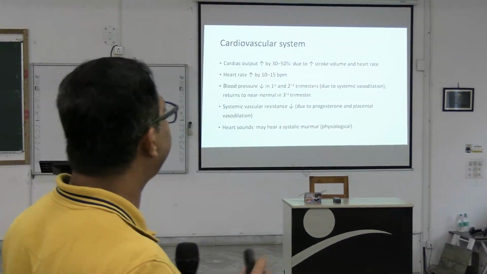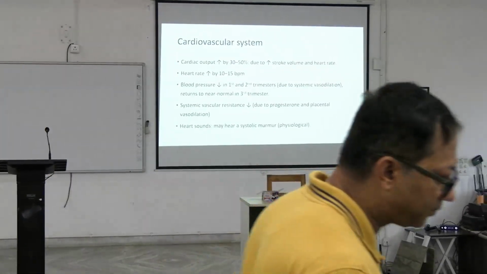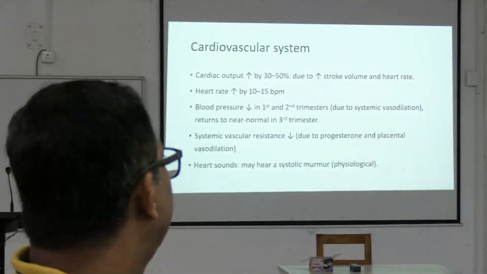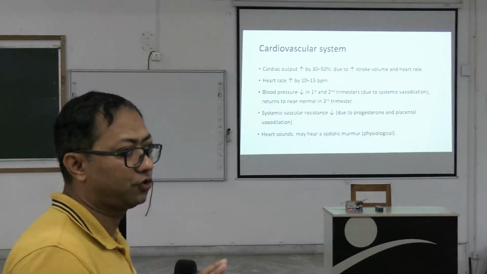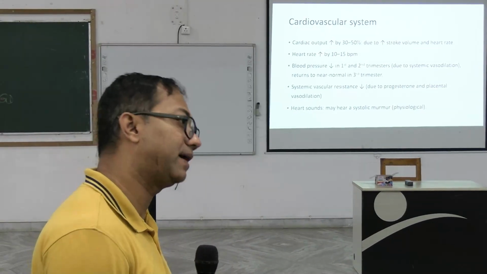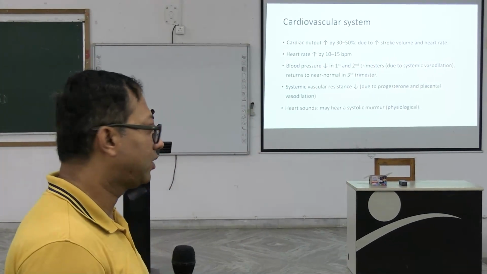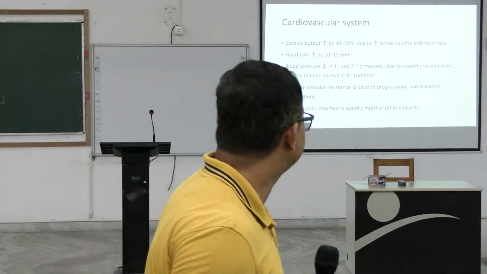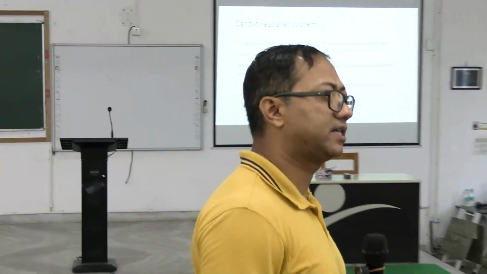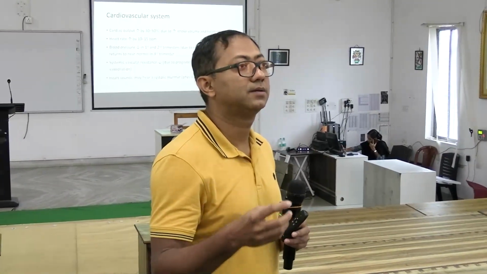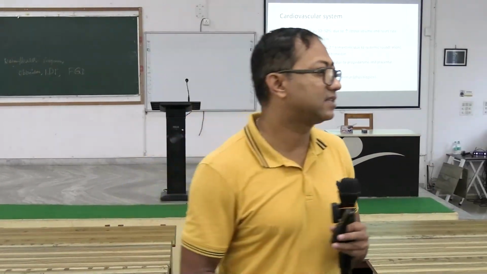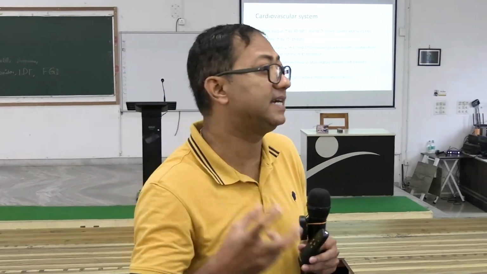Okay, now blood pressure decreases in first and second trimester, which should return to normal by the end of third trimester. Okay, so what is the cause of this reduction in blood pressure in first and second trimester? Corpus luteum. Corpus luteum secretes what? Progesterone, right? Corpus luteum of pregnancy, it secretes progesterone. Okay, and this progesterone has got a vasodilatory effect.